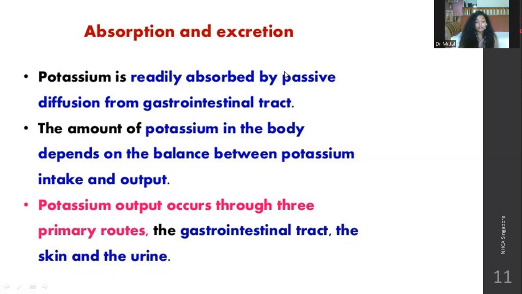Potassium output occurs through three primary routes. How does the body get rid of excess potassium? It's through your GI tract, that is your feces, skin through your sweat, and urine. Natural diets, whatever food sources come in natural form, like fruits and vegetables, provide 50 to 550 millimoles of potassium. Fruits are rich in potassium, vegetables are rich in potassium as electrolytes.